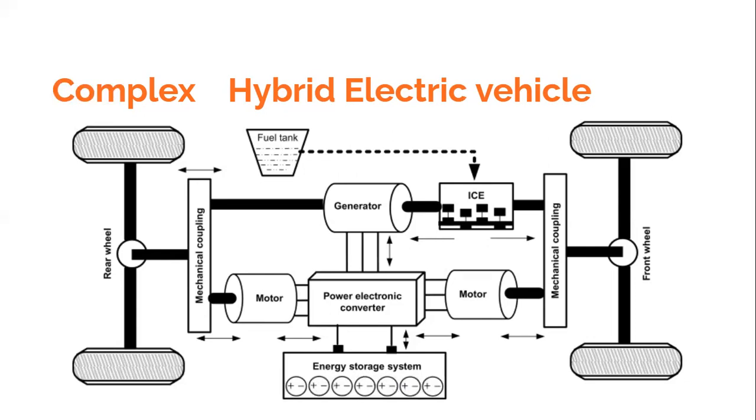So what we discussed in today's lecture was an overview of the different configurations which are possible with hybrid electrical vehicles. First, we discussed the simple hybrid system. Then we talked about the parallel hybrid system configuration. Then we talked about a combined series and parallel hybrid system. And finally, we discussed the complex hybrid electrical vehicle system.